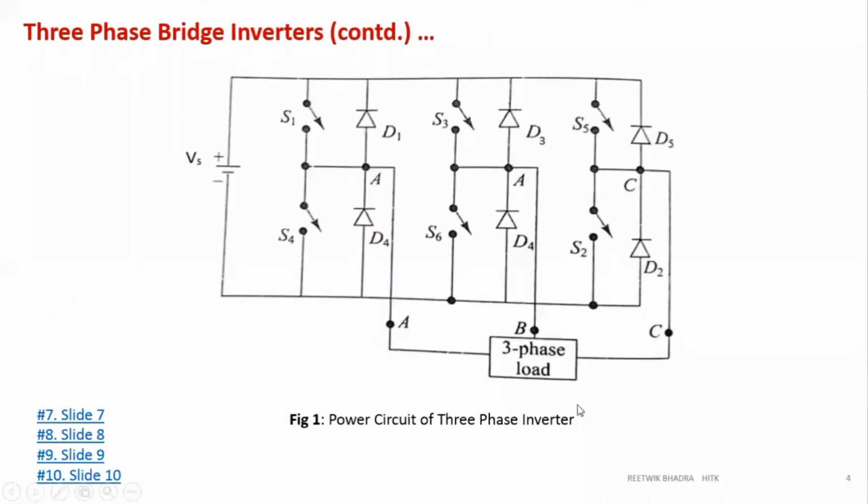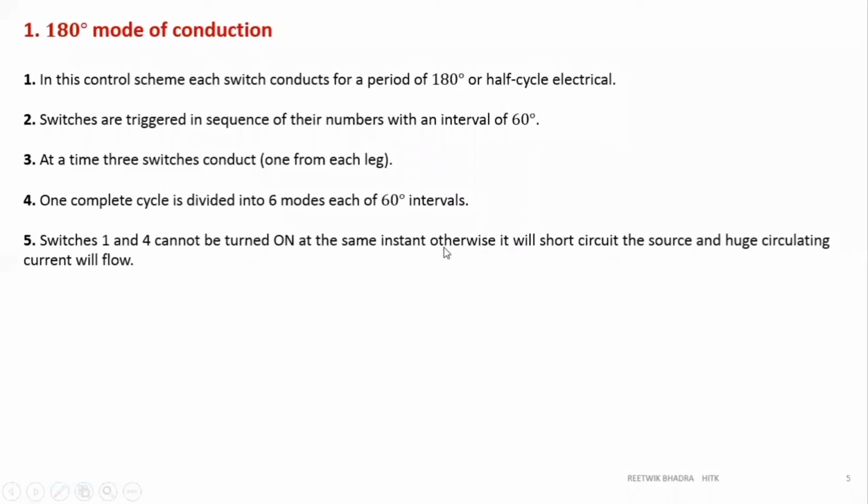Okay. Now we have to understand the operation of this circuit. Our only point of study is 180-degree conduction mode, because if you understand today's lecture, tomorrow's lecture will be very easy for you. In 180-degree conduction mode, the first point is that each switch will conduct for 180 degrees, that is, half cycle of a sine wave. Switches are triggered in a phase sequence of 60-degree intervals. After S1, S2 will be triggered at a 60-degree interval, because the gap from A to minus C is 60 degrees.